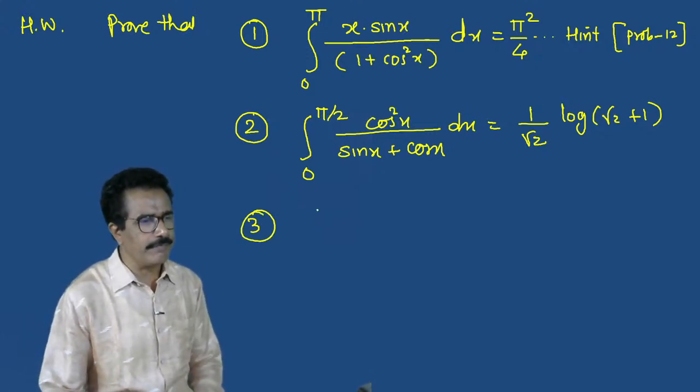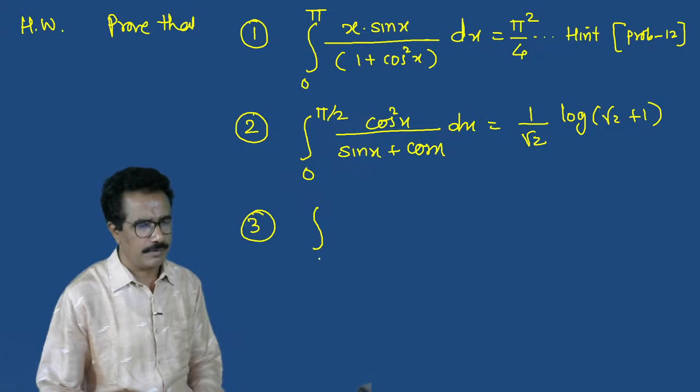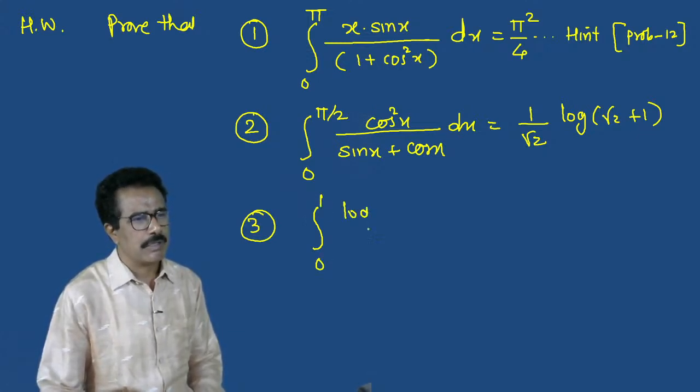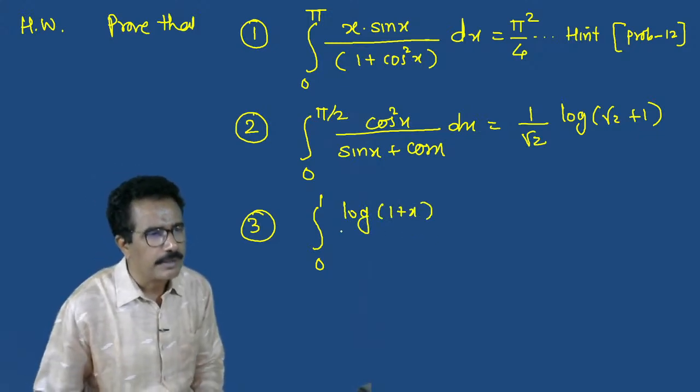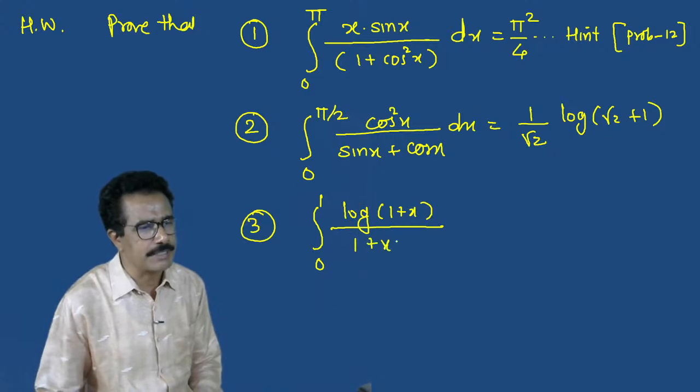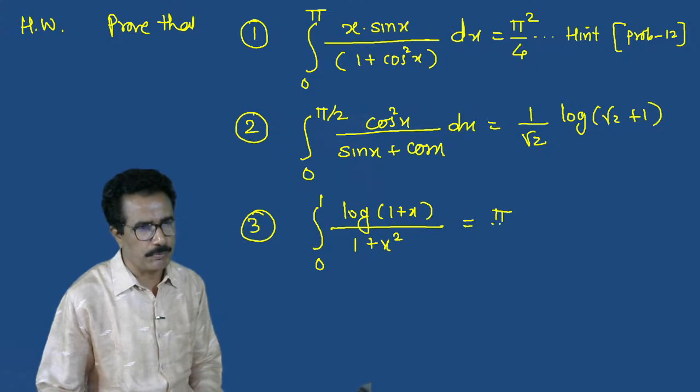Then the integral from 0 to 1 of log of 1 plus x divided by 1 plus x square, which is equal to pi by 8 into log 2.